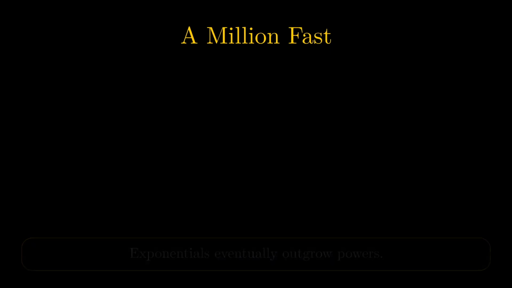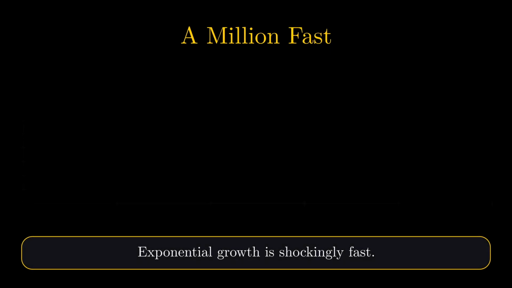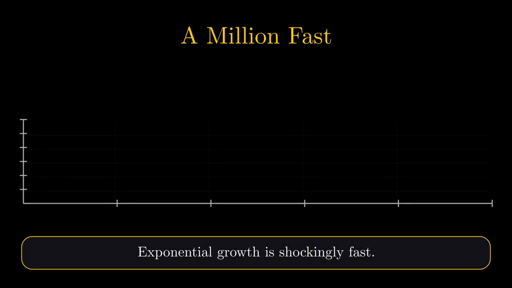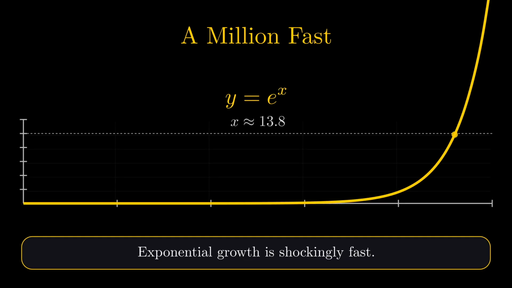Here's a gut check for speed. The function e to the x hits 1 million surprisingly early. On this graph, the million level happens around x equals 13.8. That's exponential growth in action.